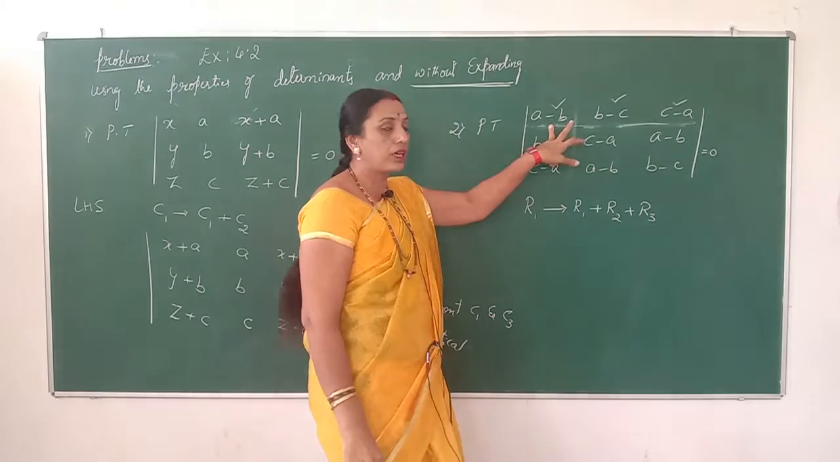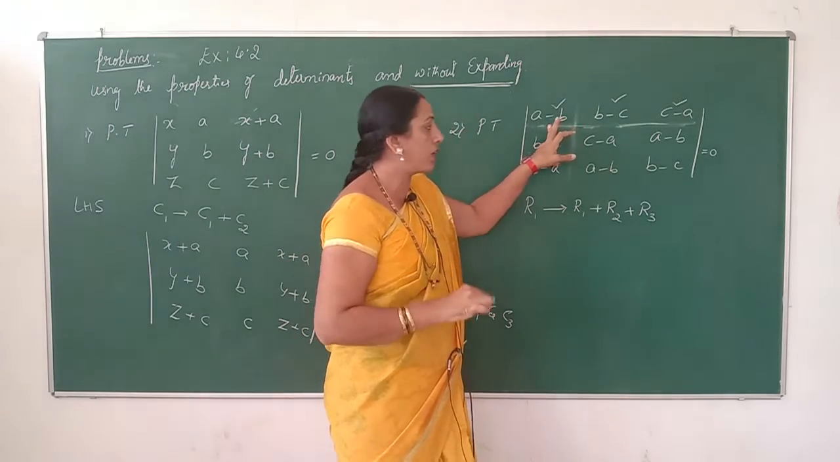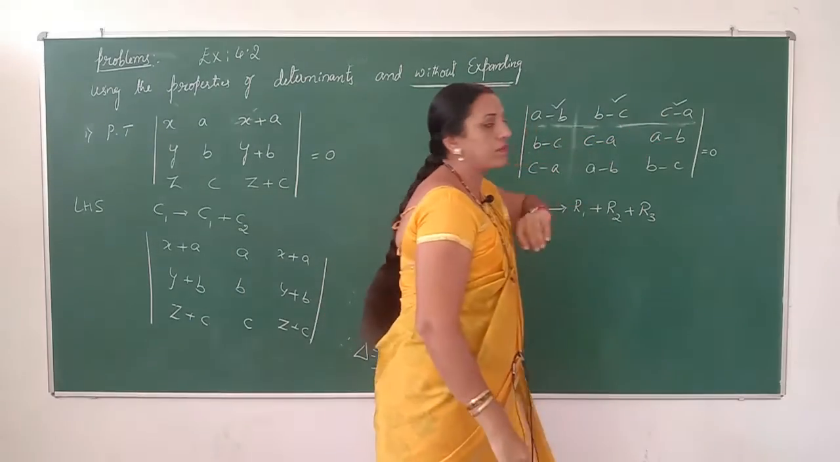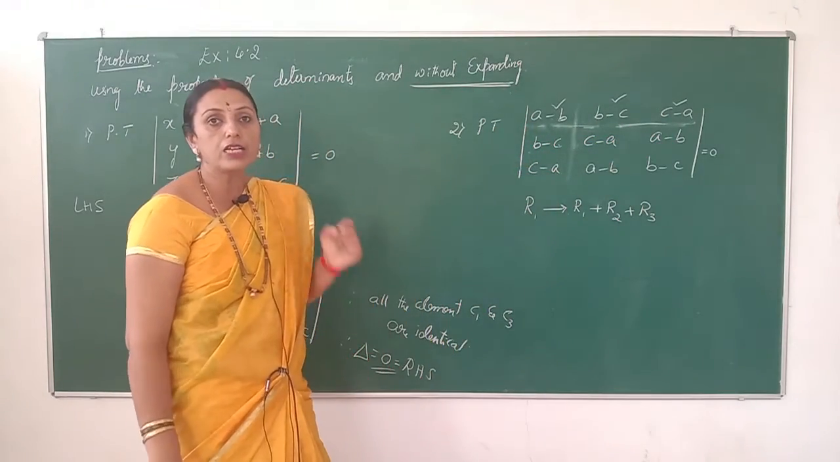Now A minus B is the first element of the first column, B minus C is the first element of the second column and C minus A is the first element of the third column.